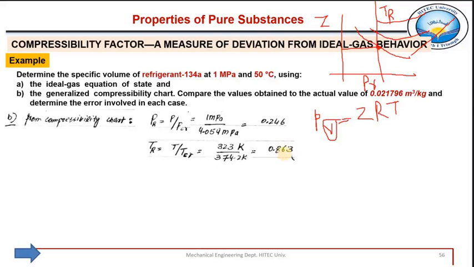So now we shall go to the Z chart, and for this PR and this TR, we shall find the Z value. So let's go to the chart.